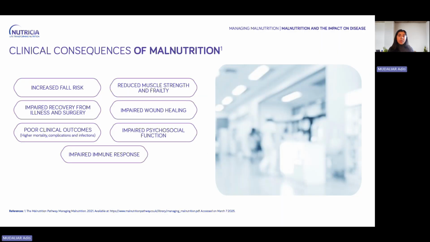Left unaddressed, malnutrition sets off a chain reaction of adverse outcomes that can include increased falls, delayed wound healing, reduced muscle strength, higher complication rates, and even increased mortality. This underscores the vital role that community multidisciplinary teams play in identifying and managing malnutrition early across a variety of healthcare settings.